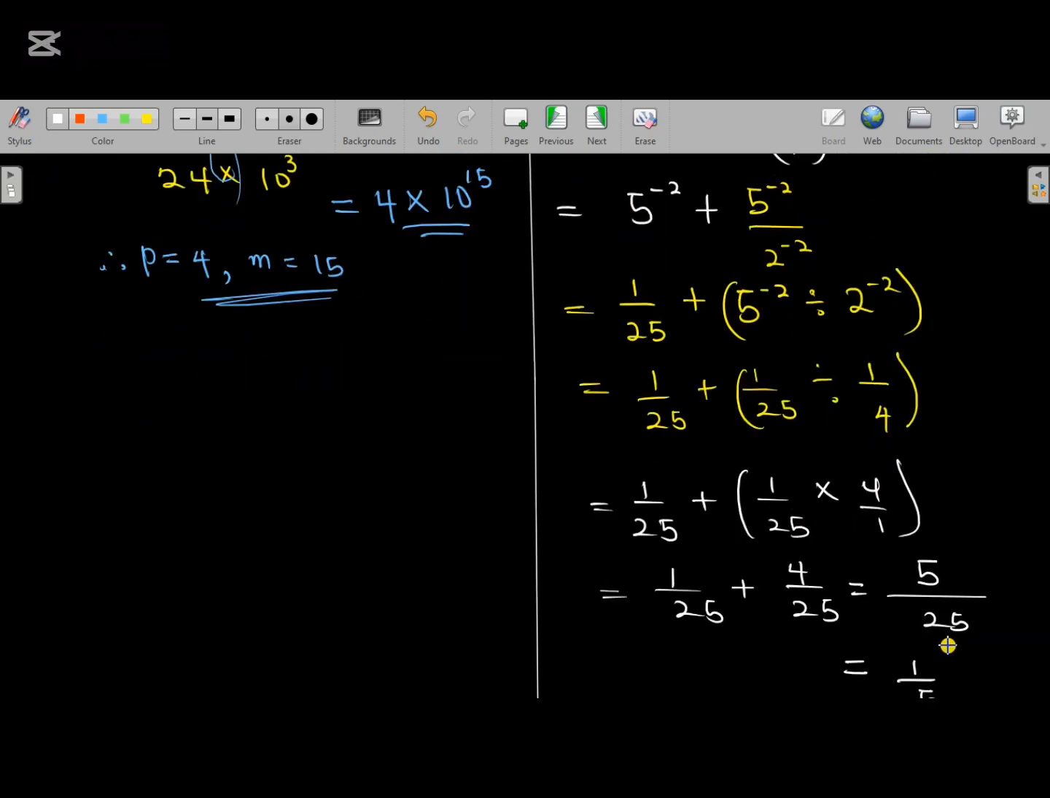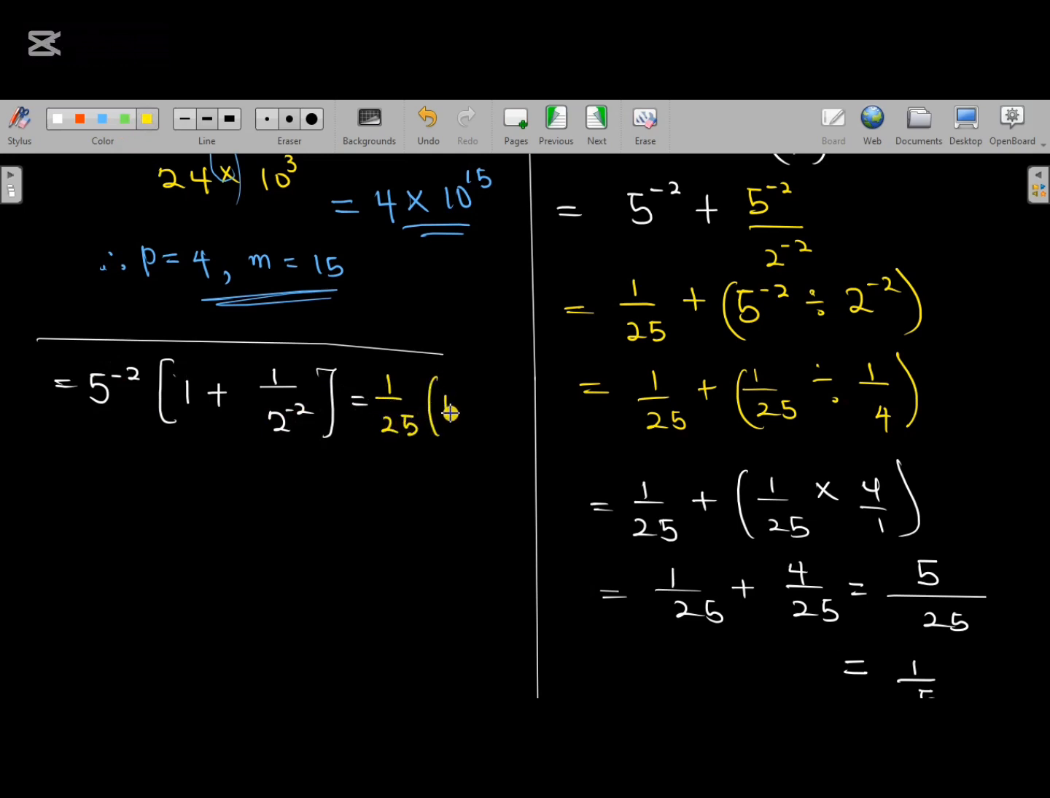All right, so if you had chosen to factorize 5 raised to power minus 2 here, let's see which one would have been faster for us. So assuming we did that, we would have gotten 5 raised to power minus 2 into the bracket of this will be 1, then plus here you will have 1 over 2 raised to power minus 2. I think this is going to be faster, because here if you change this now to fraction, you will have 1 all over 5 raised to power 2, which is 25, into the bracket of 1 plus.